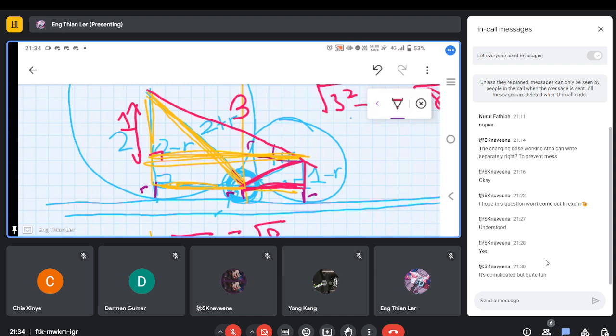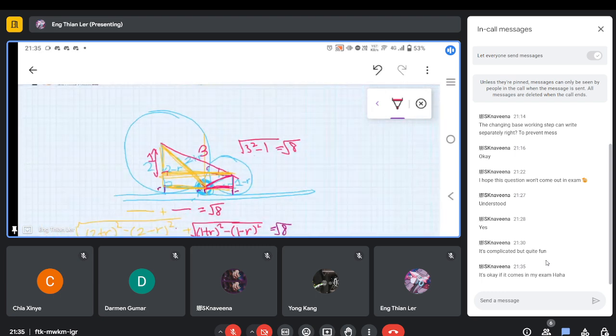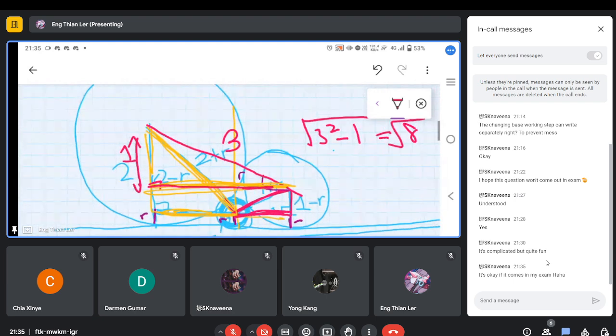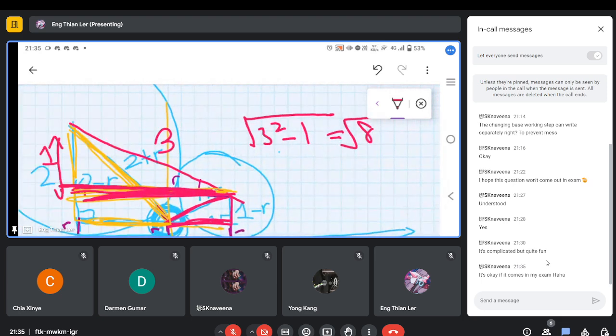Alright. If it's clear for you, then I will end the class for today. It's okay if you come with an exam, haha. Yeah, if you come with an exam, just do exactly what I did. Compare the side, like the sum of the side. This, where you get, do Pythagoras theorem. So, first, you do Pythagoras theorem. 3 square minus 1 equal to 8, so root 8.